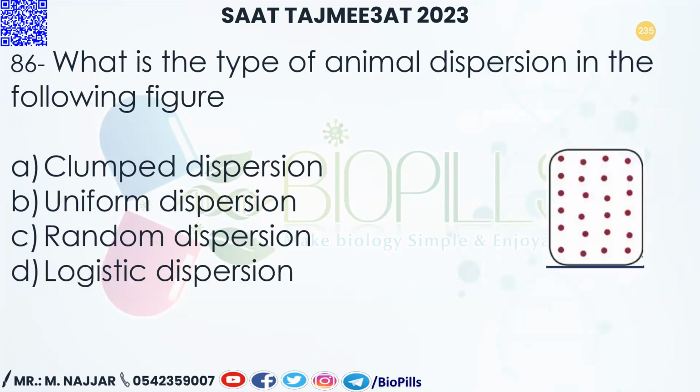Which is the type of animal dispersion in the following figure? It looks like there's a ruler that made this line. This is called uniform dispersion. That's true. Perfect. Such as birds, for example.